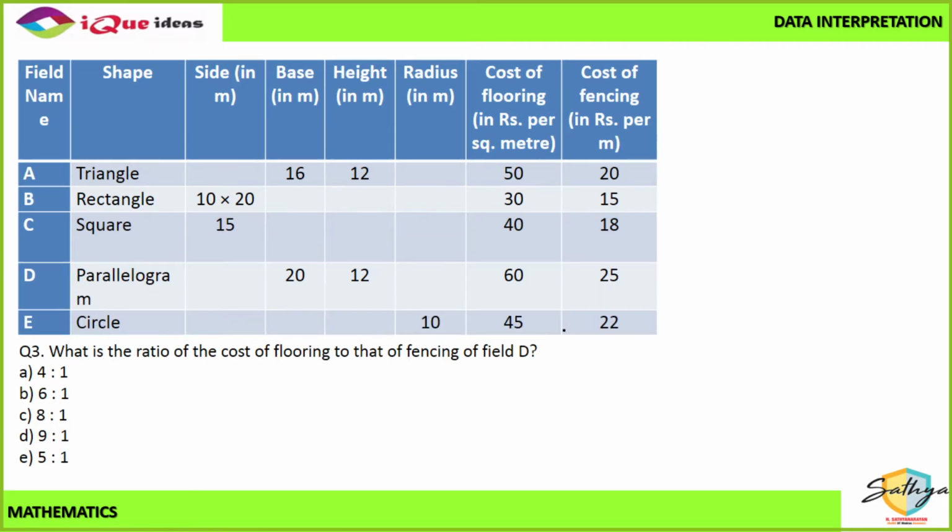Correct. Now, what is the ratio of the cost of flooring to fencing of field D? Now, D is a parallelogram. So, area of a parallelogram, perimeter of a parallelogram, and then the cost is given to you per square meter or per meter. So first you need to find out the area and length, and then find out the cost of each, and then the ratio calculation.